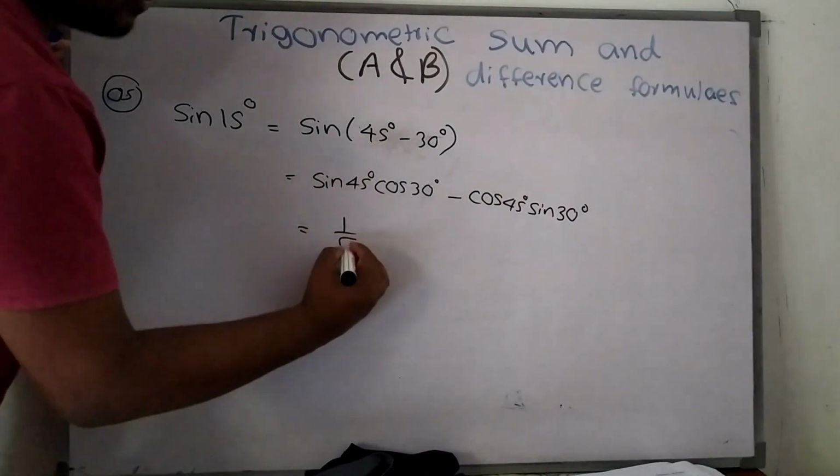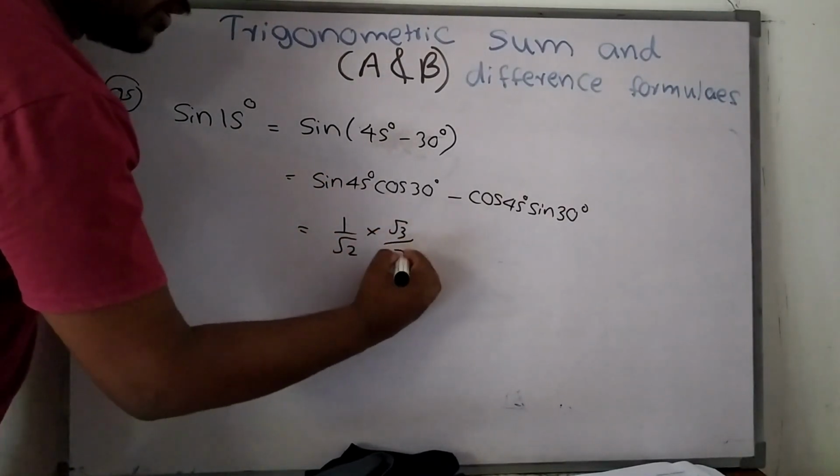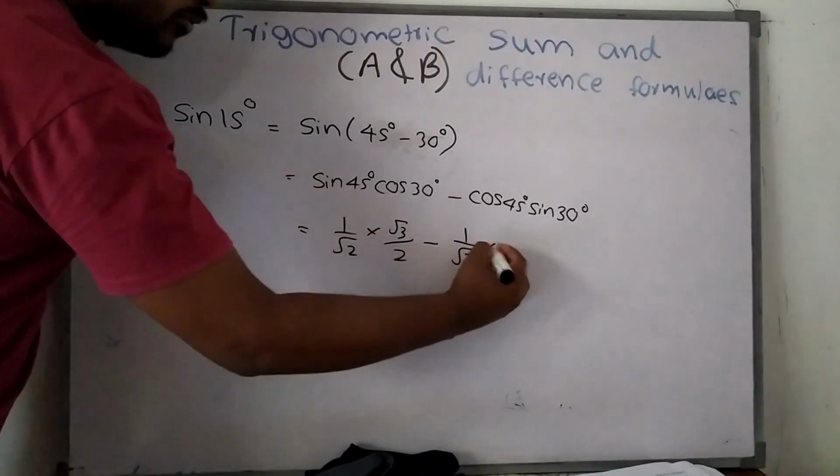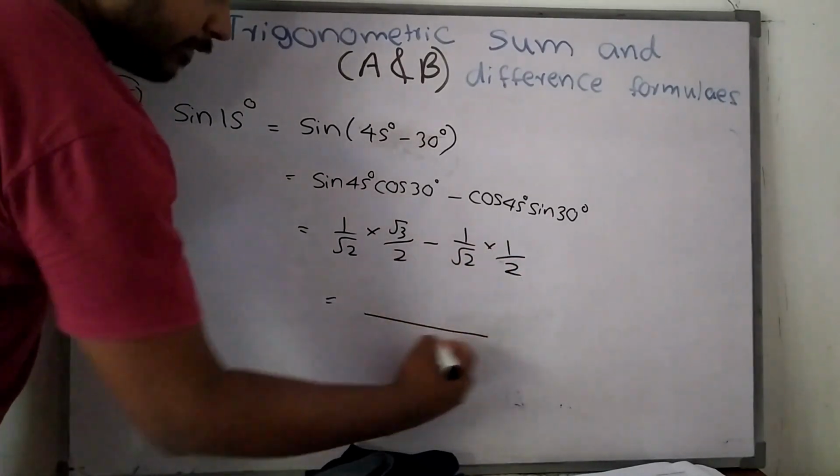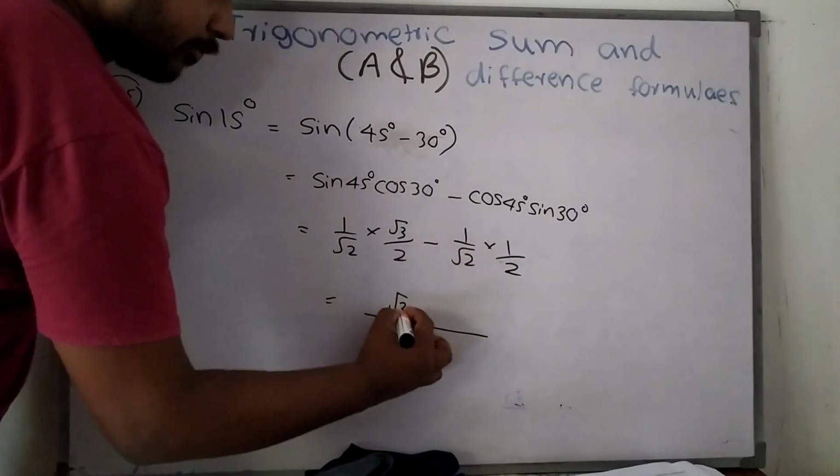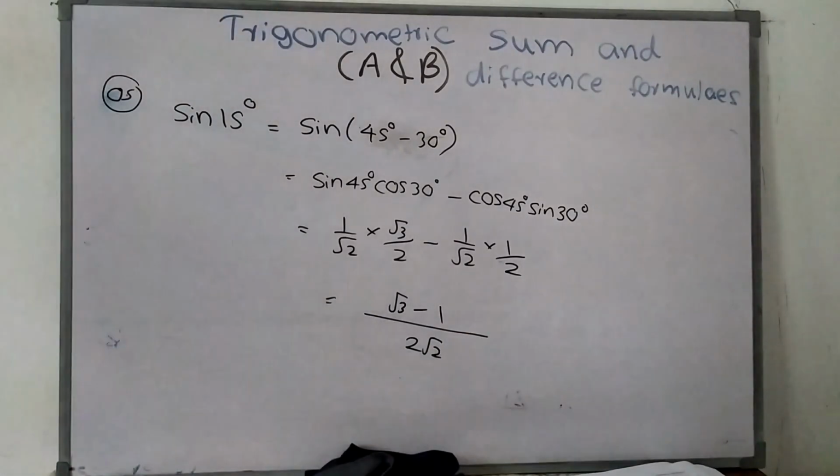Sin 45 is 1 over root 2, cos 30 is root 3 by 2, sin 30 is half. Then it is root 3 minus 1 over 2 root 2. So this is the value of sin 15, right? So we just need to show the cos 75 as the answer, this value, right?